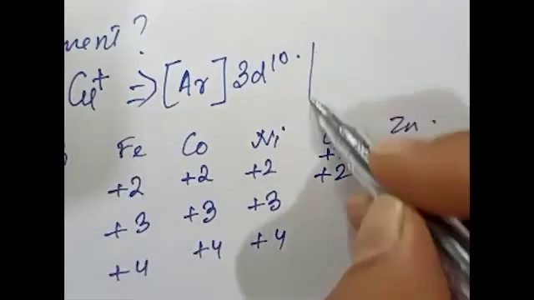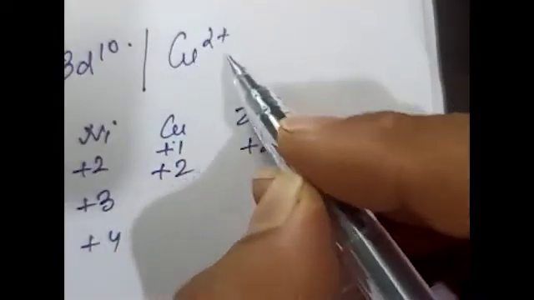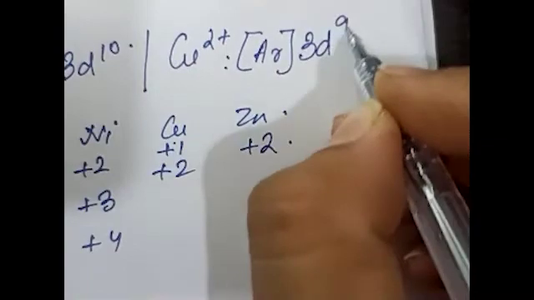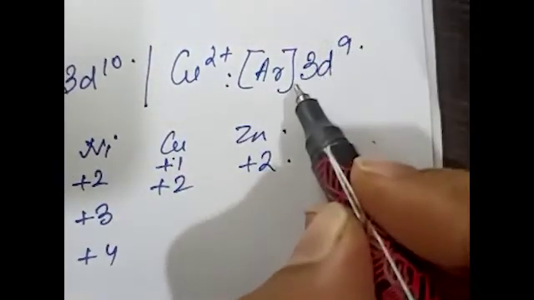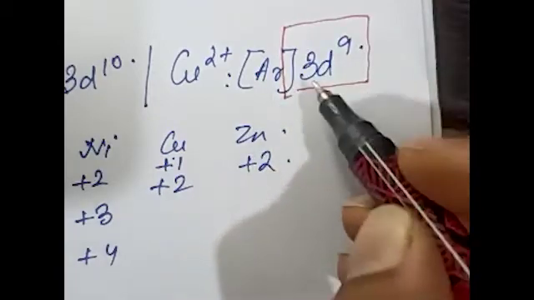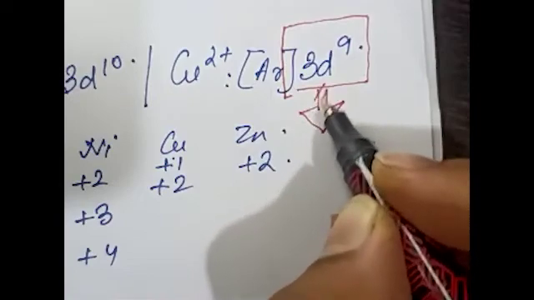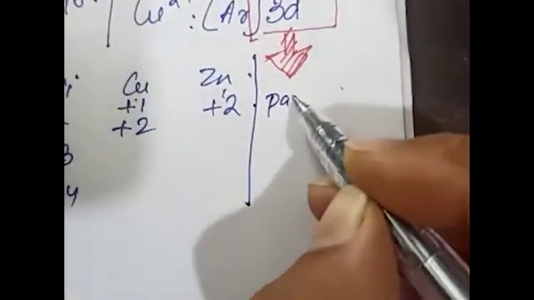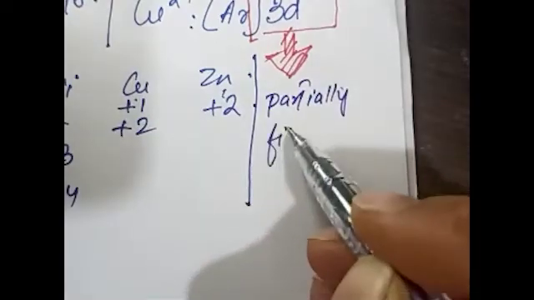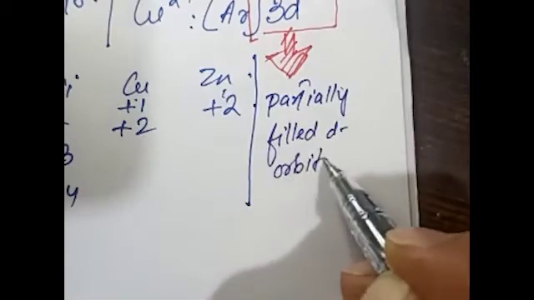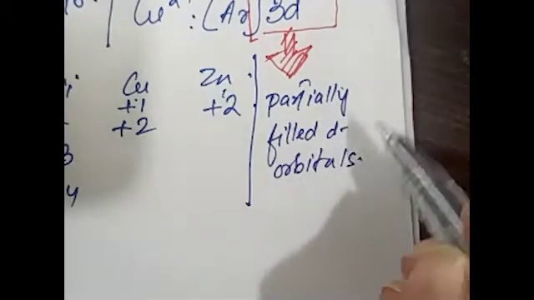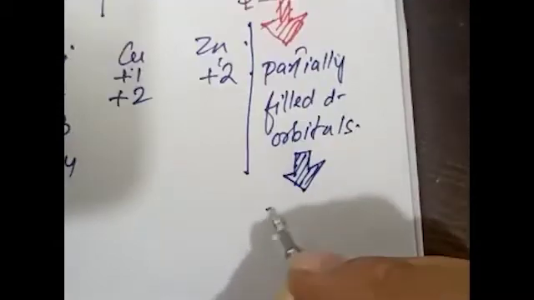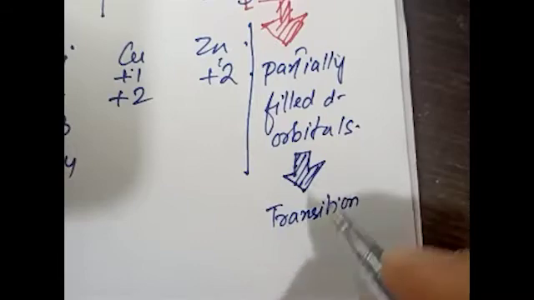And after that, if you see copper 2 plus, it will be argon, and the 4s1 electron goes away along with one 3d electron, so it will become 3d9. So ultimately you can see that this has become 3d9. 3d9 means partially filled d orbitals, right? What does this suggest? This suggests partially filled d orbitals, so it will be a transition element anyway.